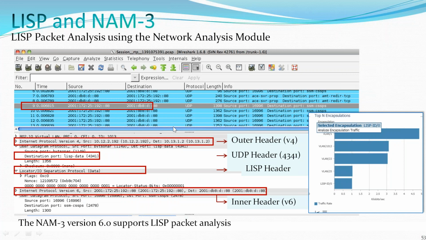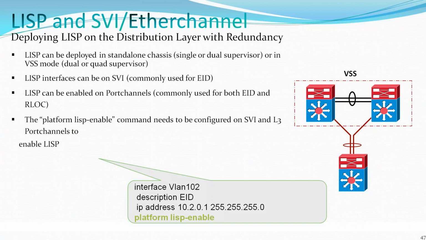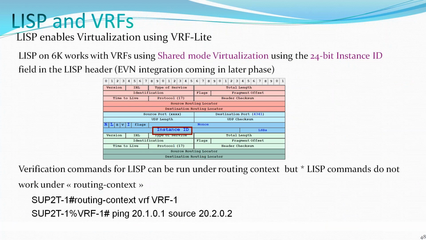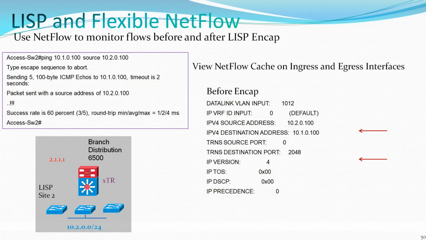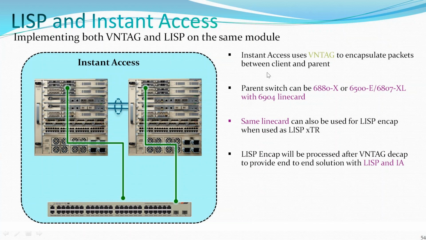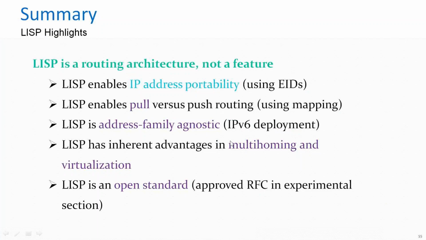Okay, so what we have covered so far is some features. We can enable Lisp over SVI Ether channel, over VRFs. We can go inside the VRF and again do basic troubleshooting and testing. We can enable NetFlow, and finally it is supported under the NAM module. So we can do some packet captures with the help of Wireshark. We can see those captures. NAM 3 version 6.0 supports Lisp packet analysis. Alright, finally you can refer to the line card as well. So Lisp and instant access. Whenever you are using the fix module, at that time you can check that as well.